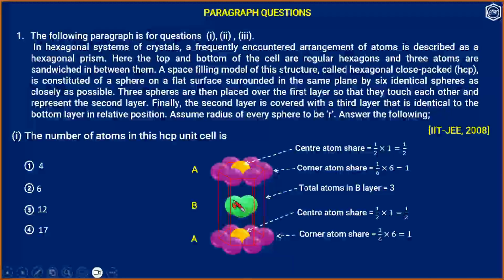The atoms in B layer are totally inside the unit cell, so it is 3. Similar is the case with the bottom layer, half and 1. So the total effective number of atoms is 6. So the correct option is this one.